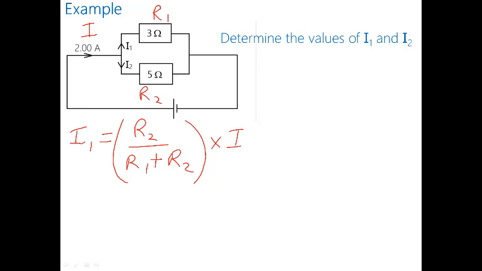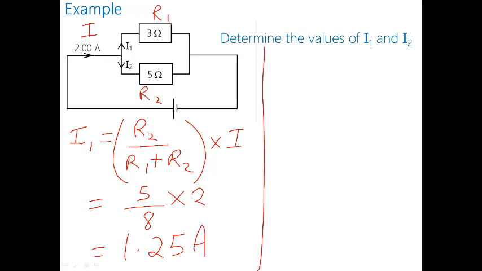And then the one that goes through the 3 ohms resistor is I1, through the 5 ohms resistor, that's I2. So we shall have I1 is equal to, what is R2? That will be 5 over the sum of the 2, which is 8, times 2 amperes. And what does that give us? With your calculator, you get 10 over 8. 10 divided by 8 gives you 1.25 amperes.